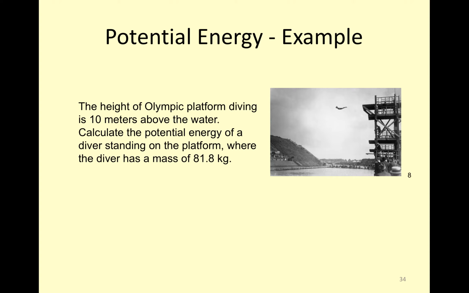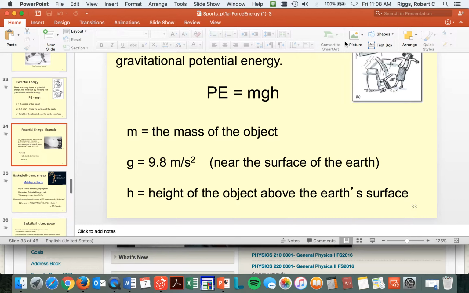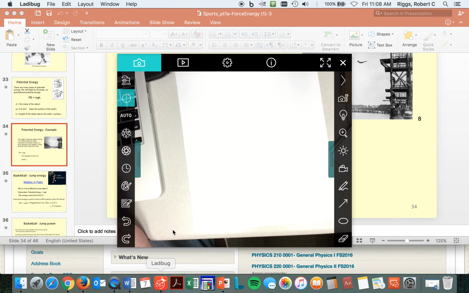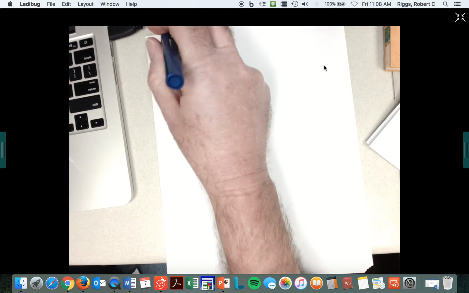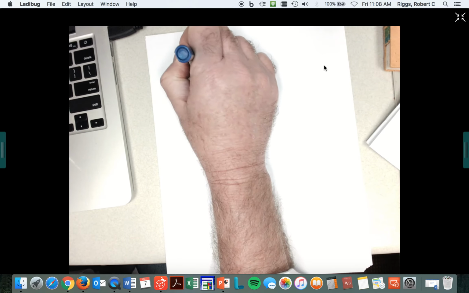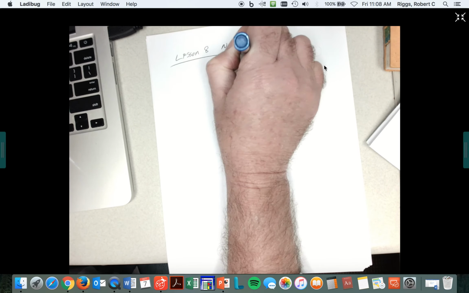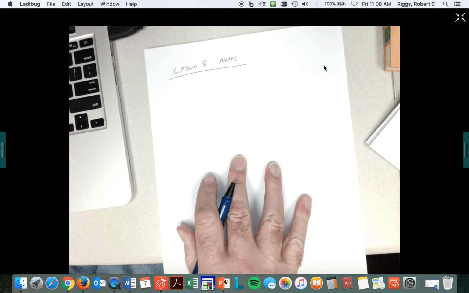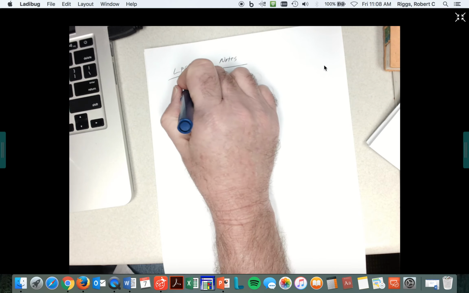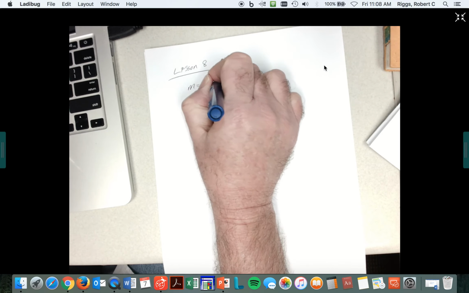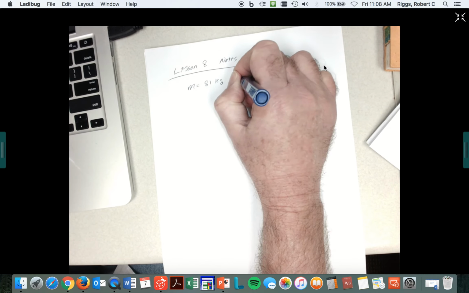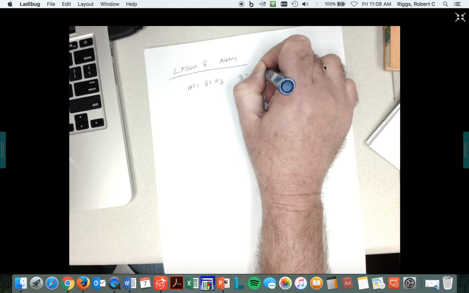Let's get out of this. But these are lesson 8 notes. All right, I already forgot, what did it say, 81 kilograms? So the mass was 81 kilograms. G is 9.8 meters per second squared.